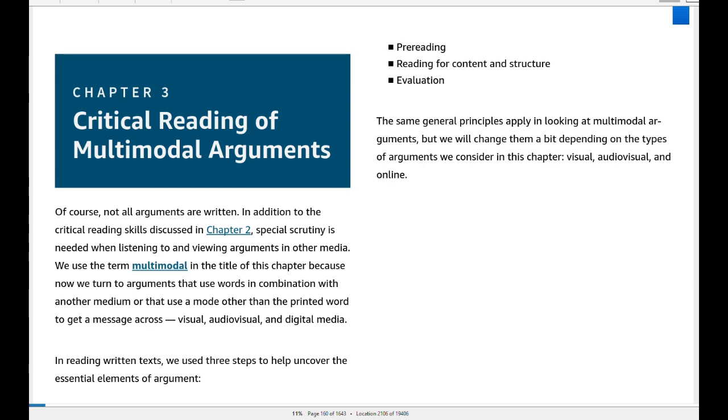In reading written text, we used 3 steps to help uncover the essential elements of argument: pre-reading, reading for content and structure, and evaluation. The same general principles apply to looking at multimodal arguments, but we will change them a bit depending on the types of arguments we consider in this chapter: visual, audiovisual, and online.